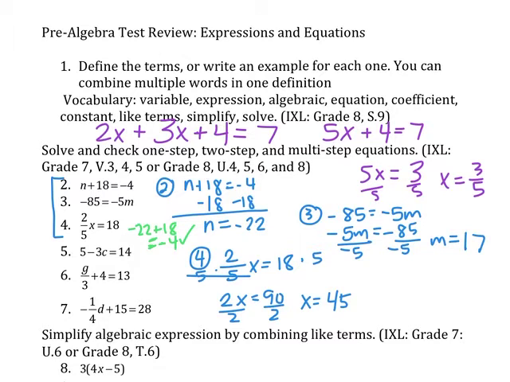Okay, number 3, negative 85 equals negative 5m. Well, the question that a couple kids had is they got confused looking at it, and I said, all right, switch the two sides of the equal sign. Now, if you do that, does that make better sense? Sure. Divide by negative 5. And then when I go back to check it, is negative 5 times 17 equal to negative 85?